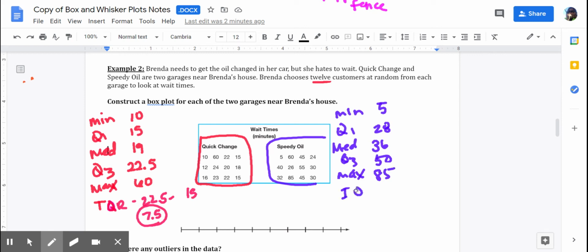While we're here, we're also going to go ahead and find the IQR. That's going to be 50 minus 28 gives me an IQR of 22.